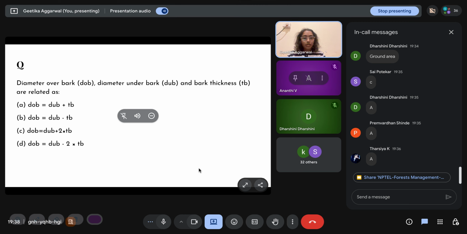Which one is the correct formula for DOB, DUB, and TB? Anyone? People, take a guess. It's quite straightforward. We discussed it. We saw that image also, where DOB is the diameter over bark, diameter under bark, and bark thickness. How are these three related?